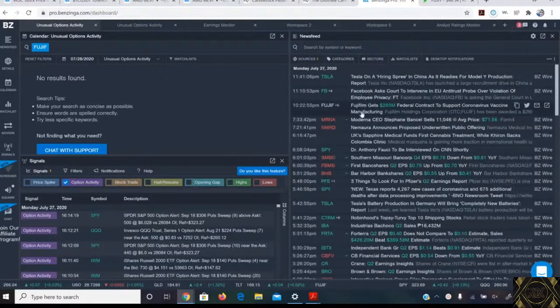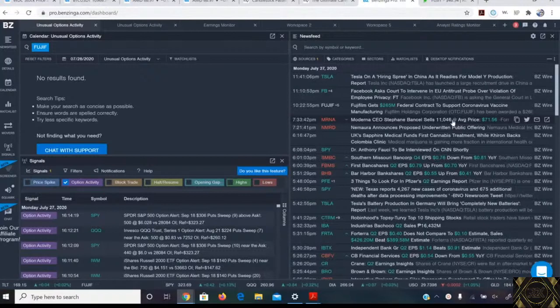You basically look at the news feed, because news is the biggest catalyst here. You can see that the mRNA CEO sells 11,000 of her shares at an average price of 71. So one thing you want to look at here is that if the CEO especially is selling their stocks in a company, then that is very risky. That can mean that they don't have faith in the stock going up.